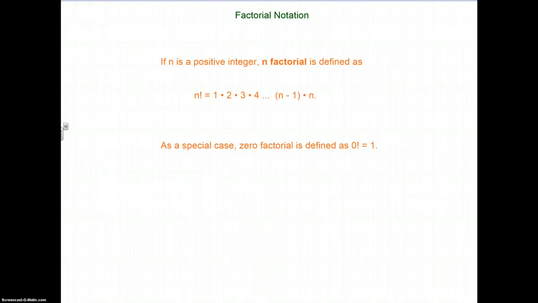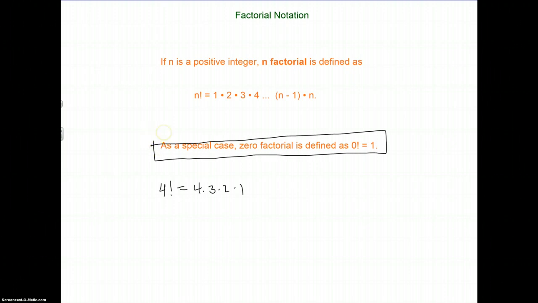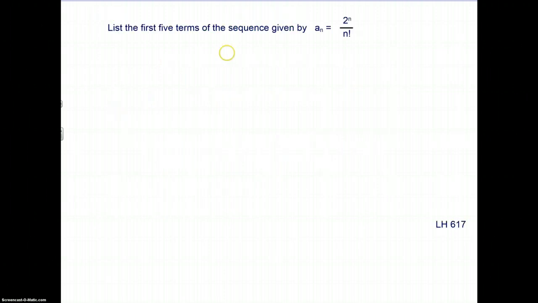Let's take a look at factorial notation. You've seen this before. A number factorial is just equal to all of its counting numbers multiplied together. So in other words, 4 factorial is simply 4 times 3 times 2 times 1. Okay. As a special case, it's important to recognize 0 factorial is defined as 1. So if you have 0 factorial, just count it as 1. Okay. So let's go ahead and practice.